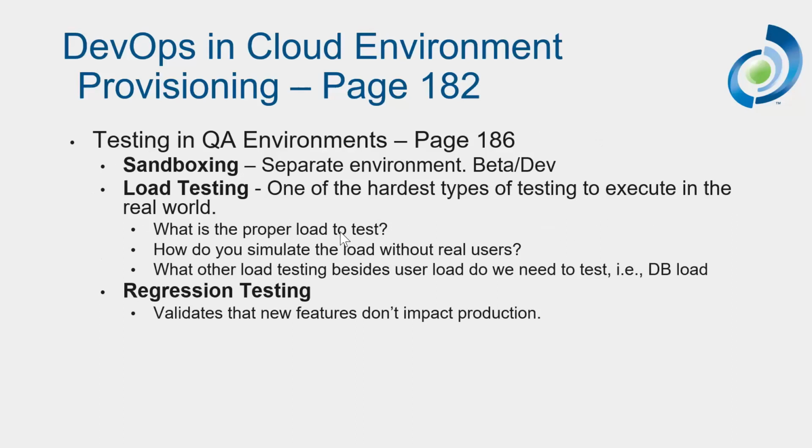All right, and then the next thing we're going to look at is testing and QA environment. This is just some vocabulary that you need to know about your testing and QA environments. That includes sandboxing, which is a completely separate environment. It's beta and development, and a lot of times when you're putting out a new product, this is what you'll show everybody, where the sandbox environment is, and it allows them to go out and practice and play around in the new environment.